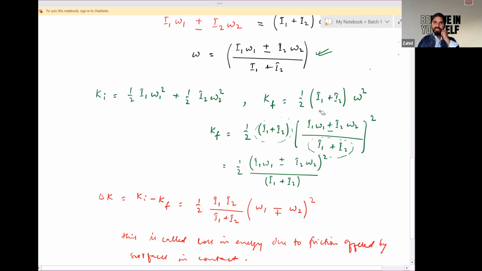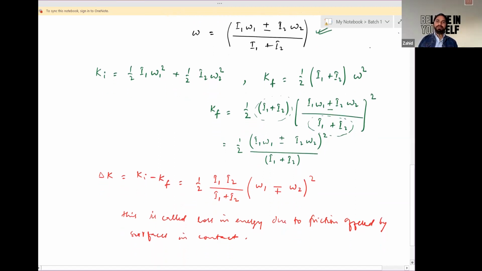Finally, half (I1 plus I2) omega square. If you put the value of omega from this part, you'll get this term. Now, if you subtract these two terms, this will define your change in kinetic energy. And since the surface is frictionless, this particular difference must be 0. But now we have calculated the difference, and you'll get this particular amount of energy that will be evolved due to friction offered by the two surfaces in contact.